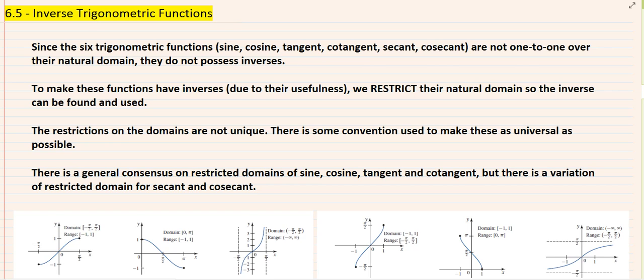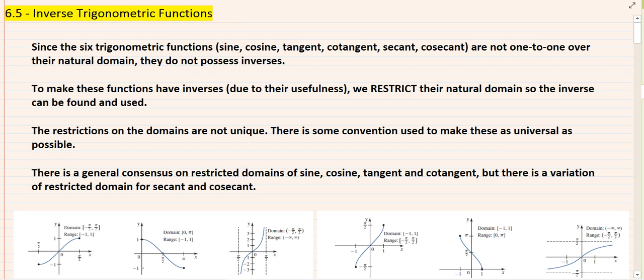In this lecture, we're going to discuss inverse trig functions. Now, the 6 trig functions that we are aware of, sine, cosine, tangent, cotangent, secant, and cosecant, none of these are one-to-one over their natural domain. Therefore, as a consequence, they don't have an inverse by definition.